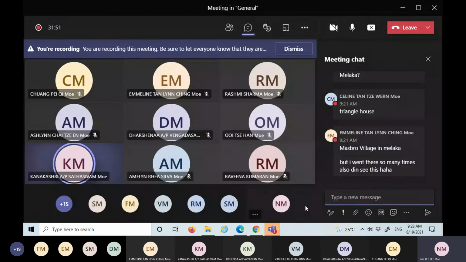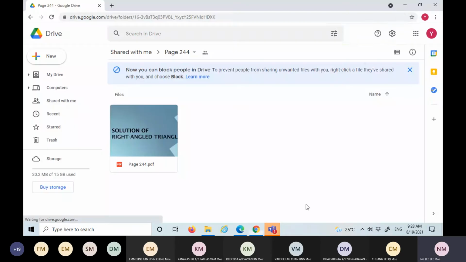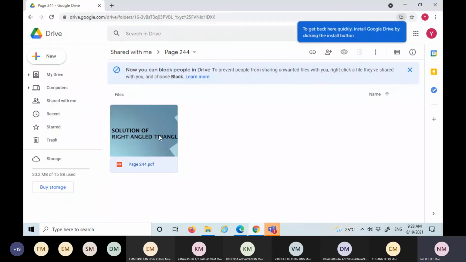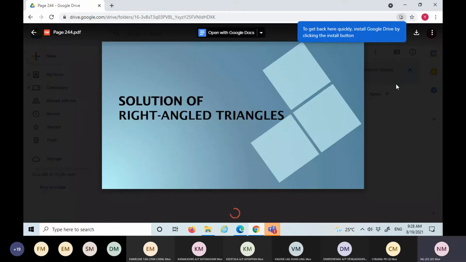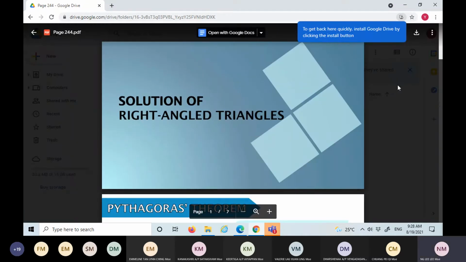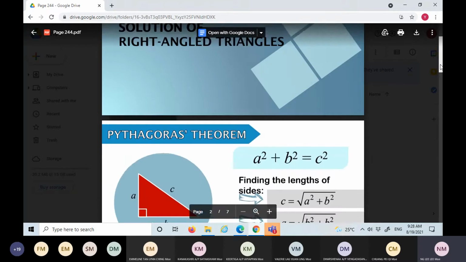Okay, we look at these revisions. Lower form, whatever you learn about the triangle is actually mostly about the right angle triangle. So we do a little bit of revision.